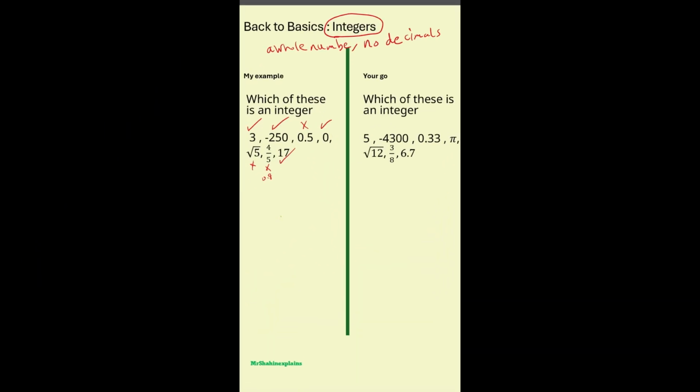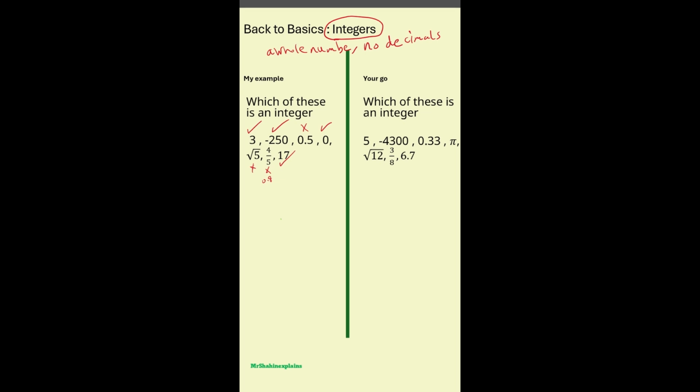Right, so which of these is an integer? Hopefully you had a go at these questions. 5, yes, 5 is an integer, obviously, because it has no decimals. Minus 4,300, of course. 0.33, no, it has decimals right there. Pi, oh, this one is interesting. What is pi? It's 3.14 something, something, something. So it's not an integer because it does have a decimal.